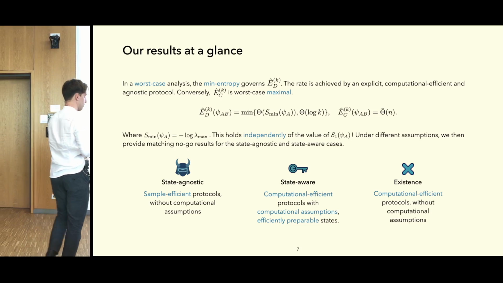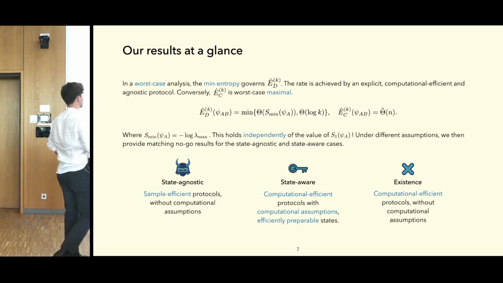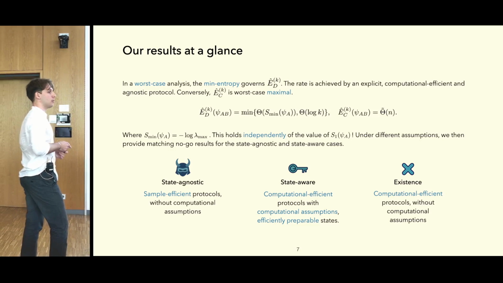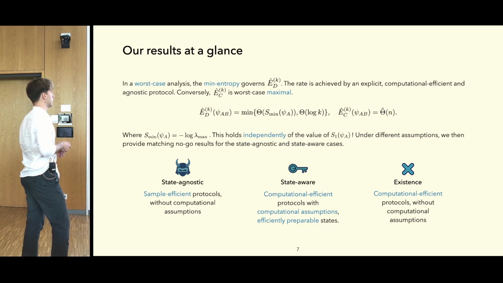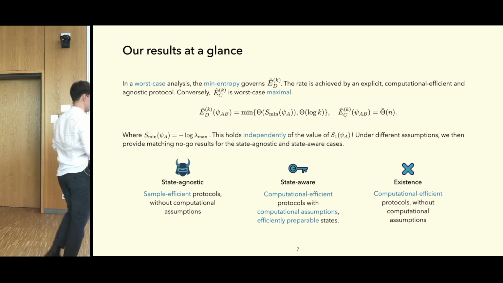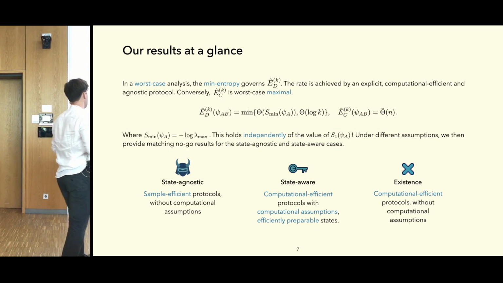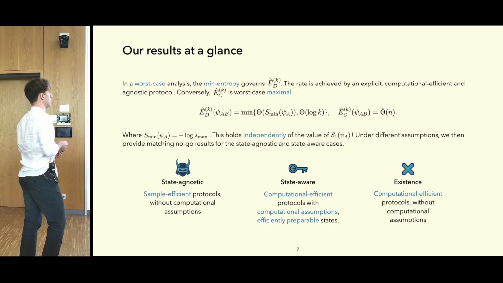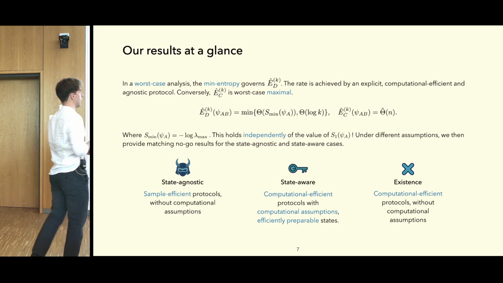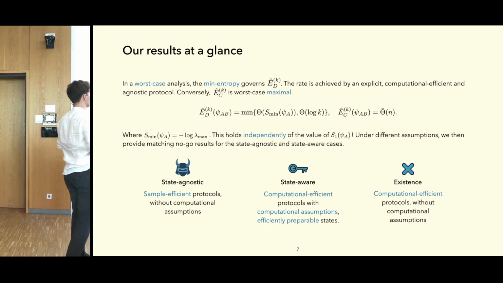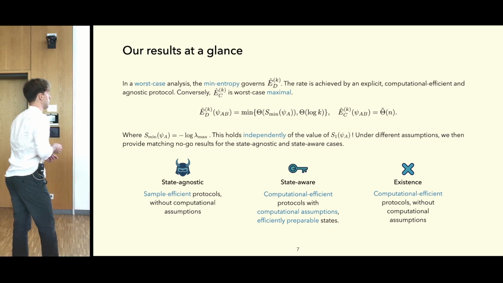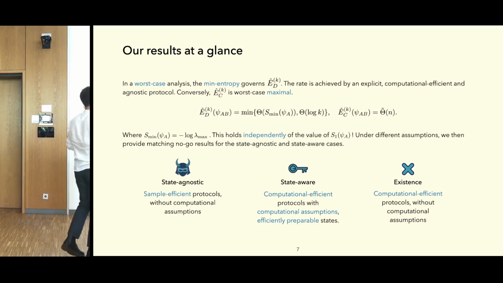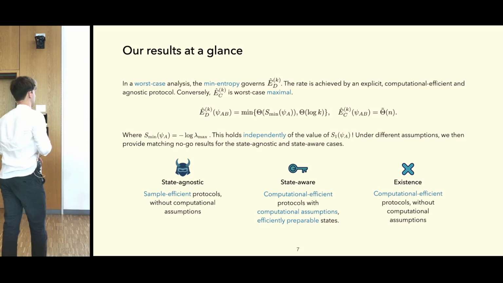And in particular, we show that for the distillable entanglement, essentially the min entropy of the state, and not anymore the von Neumann entropy, captures the optimal computational distillable entanglement, while for the entanglement cost, the optimal cost will be maximal. And let me stress that these results are essentially independent of the value of the actual von Neumann entropy. So even if the von Neumann entropy of the state is a constant, in the worst case, the entanglement cost can still be maximal. And even if the von Neumann entropy is maximal and the min entropy is constant, still the distillable entanglement will be very small.